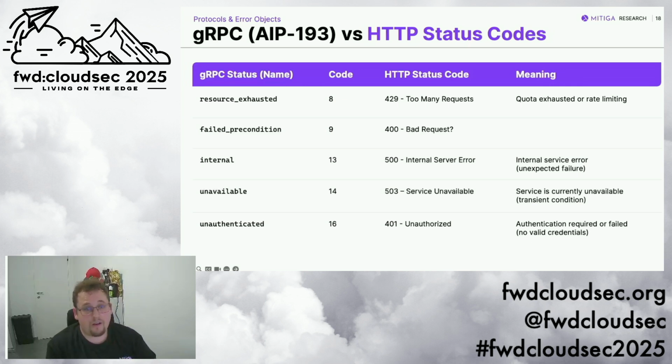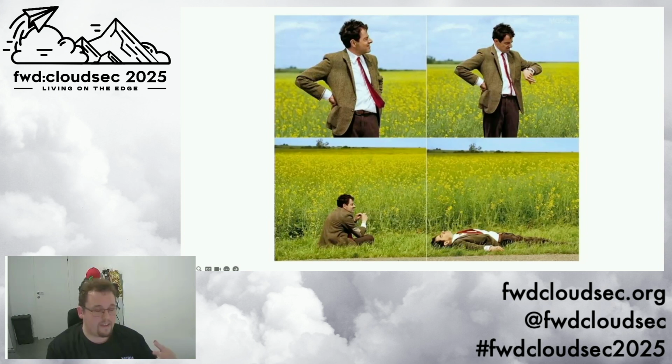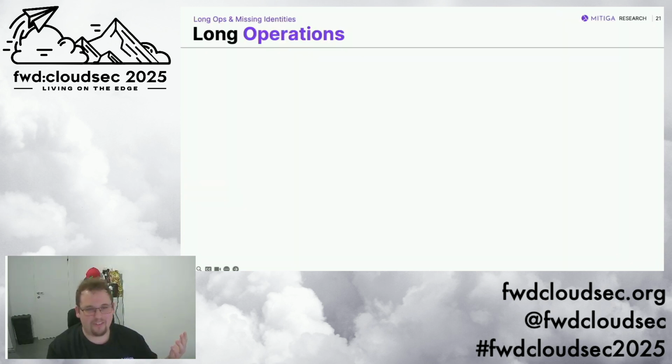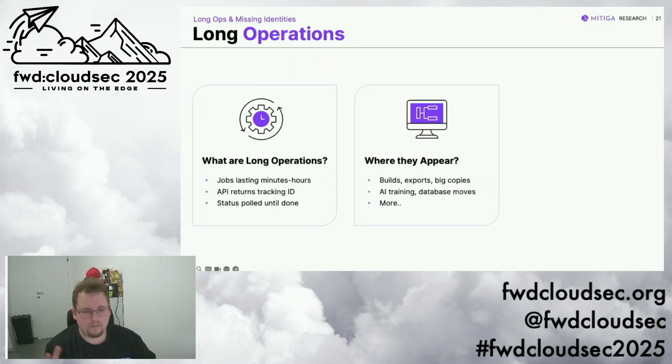So now I'd like to talk about a special case with long operations. What is a long operation, right? Long operations are operations that could last minutes to hours. Think about builds, big exports, right? You're creating big VMs, networks, all these different things. Think similar to Azure when you're creating a VM and you have the started, running, and end states. That's kind of like a similar long operation.